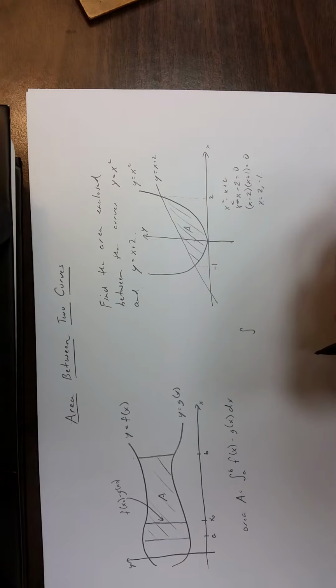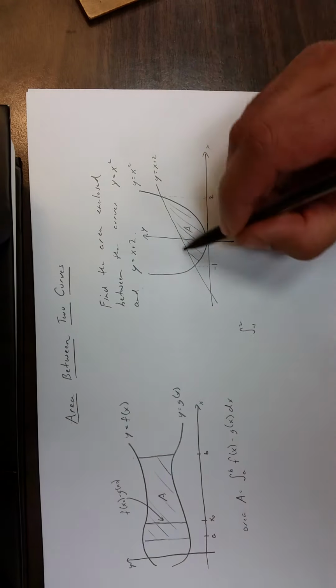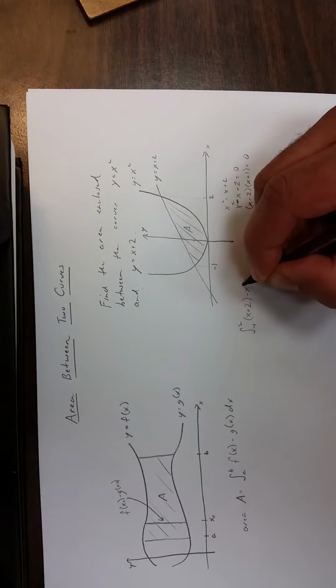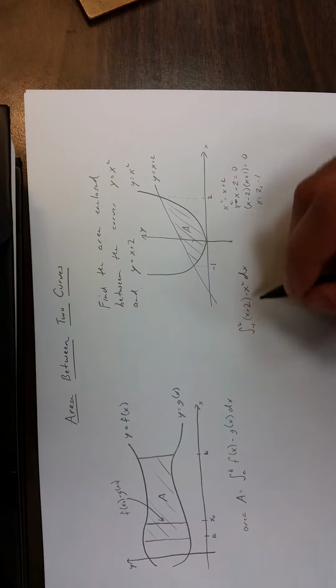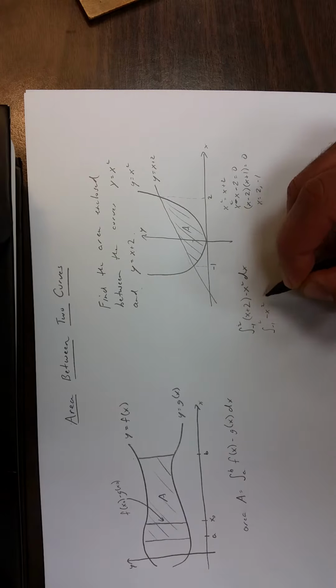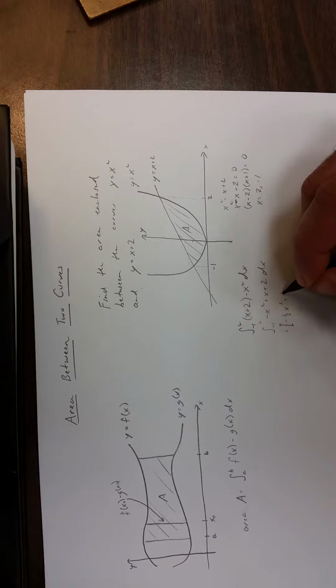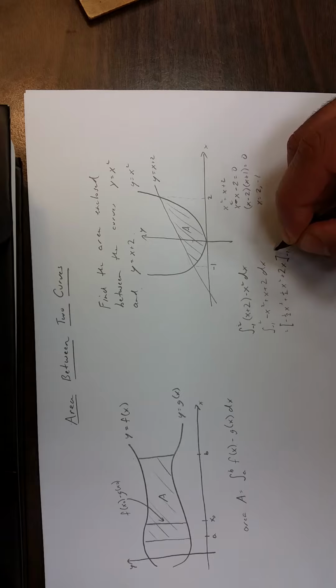We will integrate from negative 1 to 2, the top curve, and again on the top is y equals x plus 2, so that's x plus 2 minus the bottom curve, so minus x squared dx. We can just clear those parentheses out. So minus x squared plus x plus 2. Very simple antiderivative. So we have minus 1/3 x cubed plus 1/2 x squared plus 2x, as x goes from negative 1 to 2.